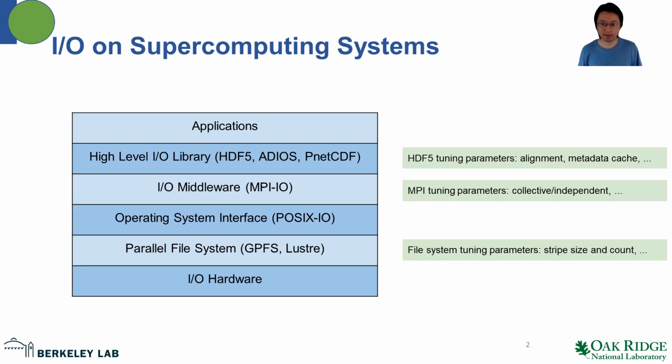Across this I/O stack, there are various tuning parameters that can be set by the user to improve the parallel I/O performance. For example, on the high-level I/O library, HDF5 allows the user to set parameters such as the dataset alignment and metadata cache. And on the MPI I/O layer, the user can choose to use collective I/O or independent I/O. And parallel file systems such as Lustre allow setting the stripe count and stripe size.